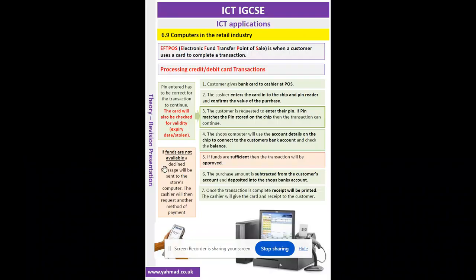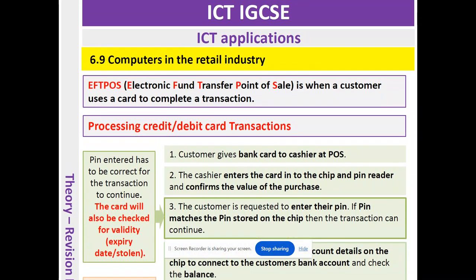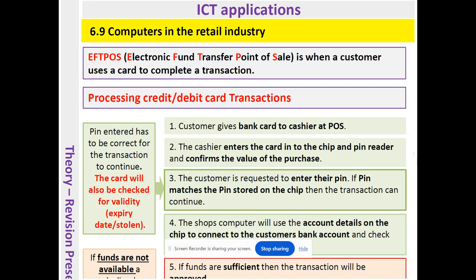Let me zoom in on this slide here and show you in a little bit of detail what we're going to be talking about. So we're looking at electronic fund transfer point of sale. And this is when a customer will use either a credit or debit card to complete a transaction. So let's say, for example, we've gone to the grocery store, we picked up some groceries, milks, eggs, bread, and we want to go ahead and pay. So we're going to be looking at the processing that's carried out when we do use a credit or debit card at the point of sale. So point of sale is basically at the till.